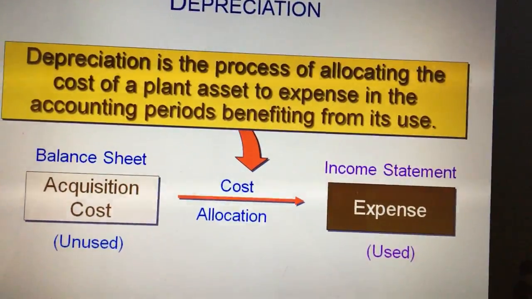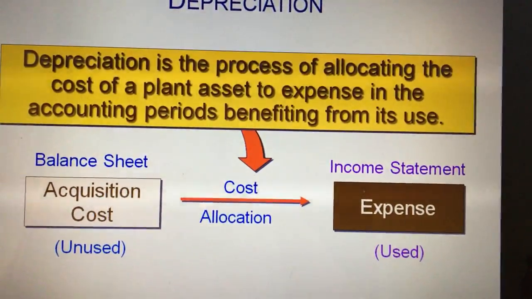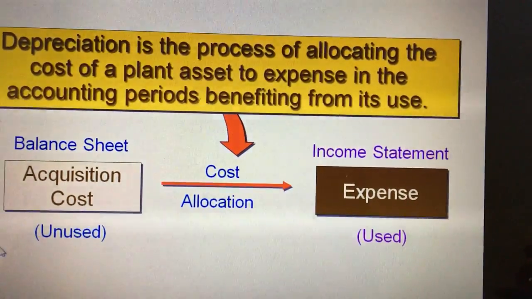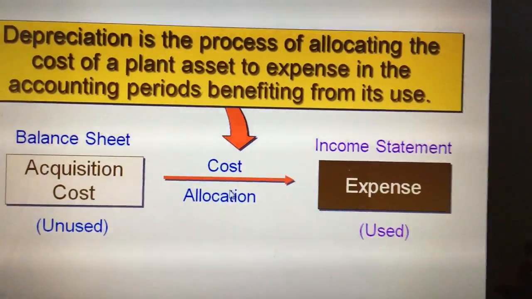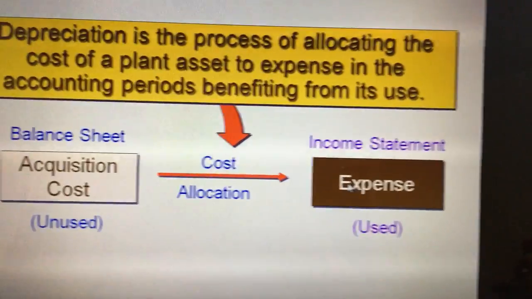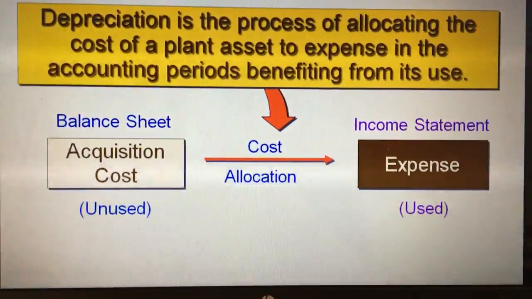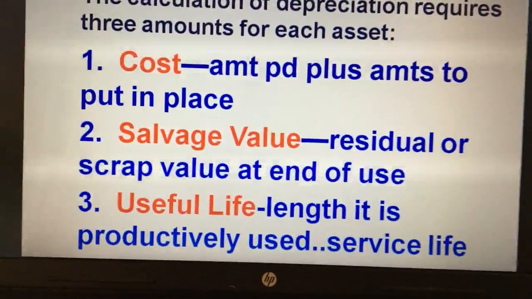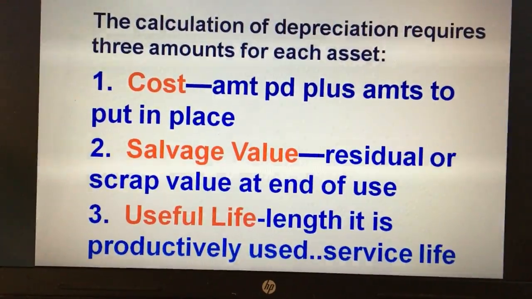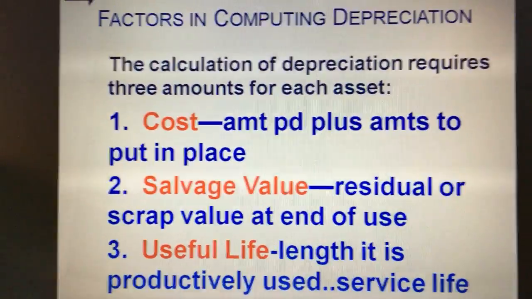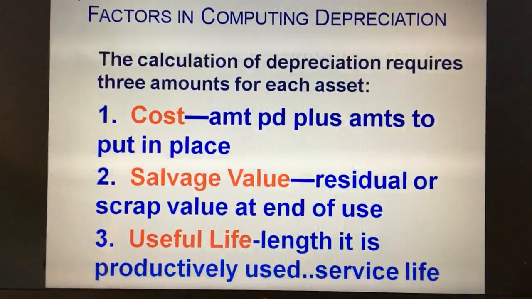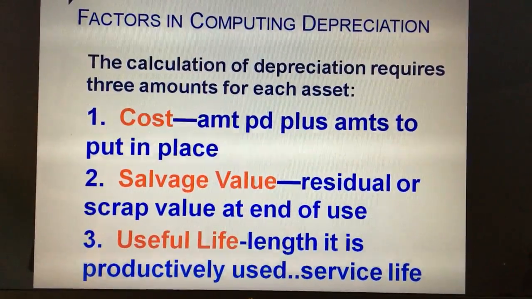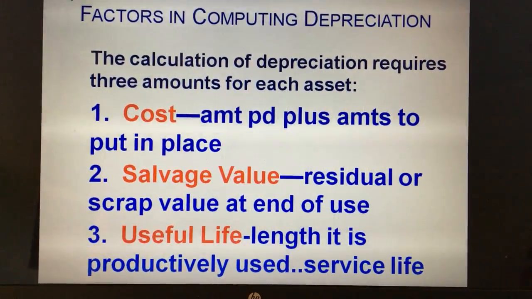Okay? So you have an asset on your balance sheet. That's what this is over here, your cost. You have an asset on your balance sheet, and what you're doing is you're taking that cost and you're spreading it out over a period of years and putting it on your income statement as an expense called depreciation expense. Okay? Now, three things. You need to know the definition. You need to know this slide. When you have depreciation, you need to know the cost of the asset. Now, the cost may include amounts to put it into place.